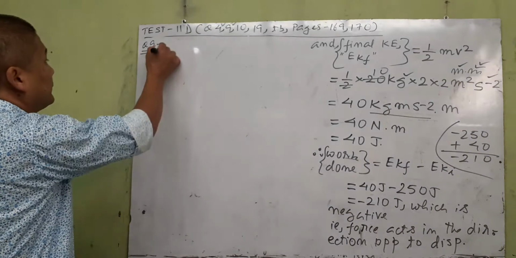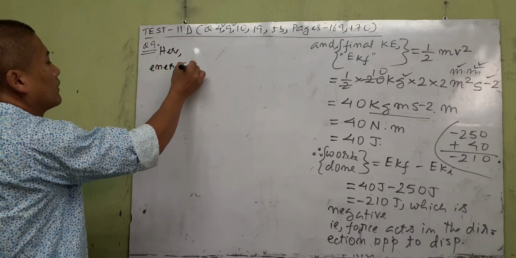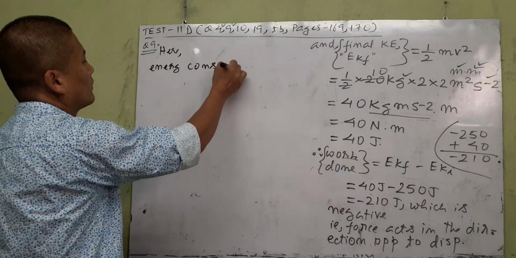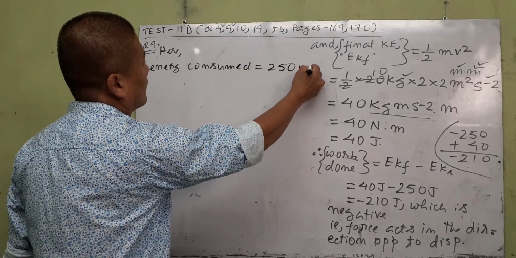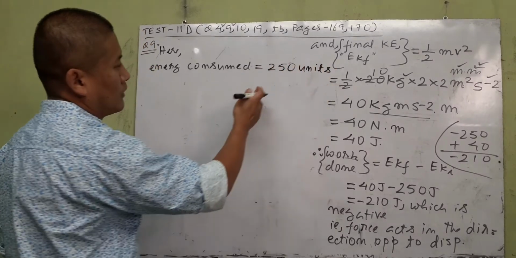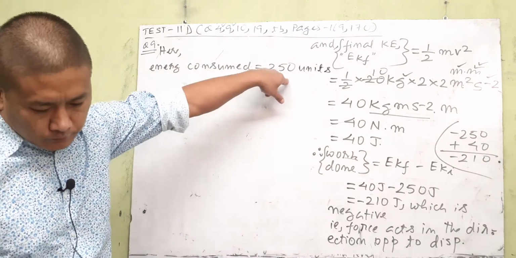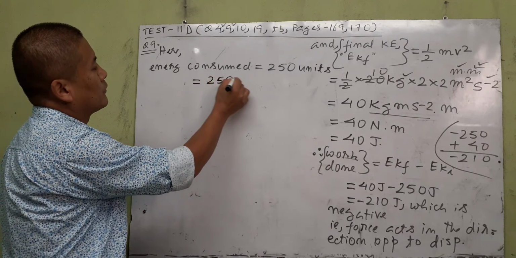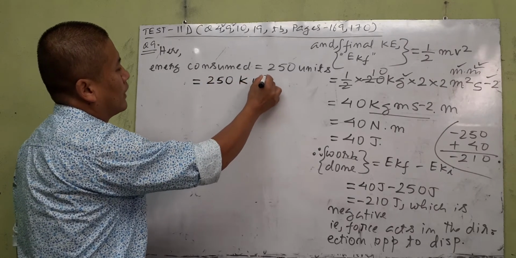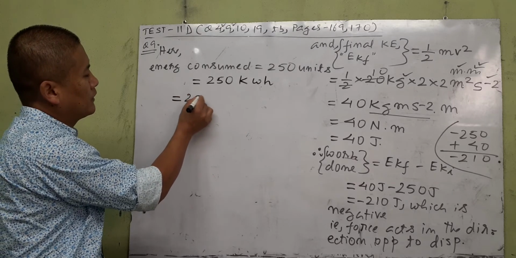So here, this is quite simple, I think. Energy consumed is equal to 250 units. So we have to change this 250 units to joules. So how do you do that? Now we know that unit means simply, in other words, kilowatt hour, kWh. So we can begin from there, and 250.